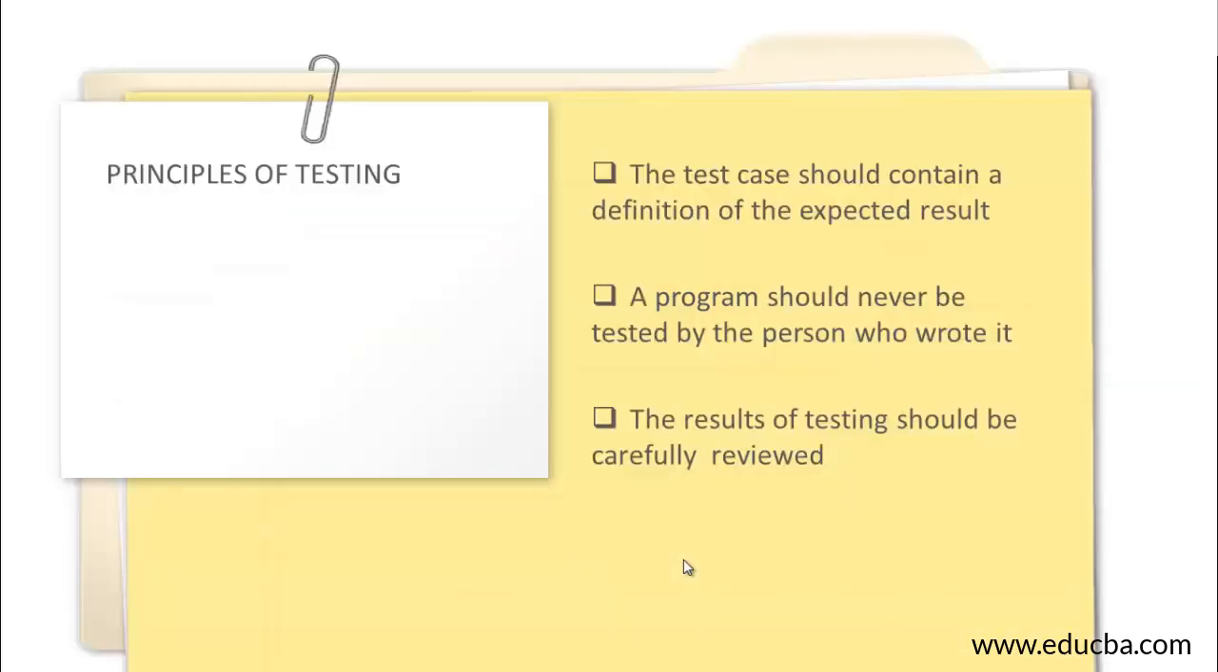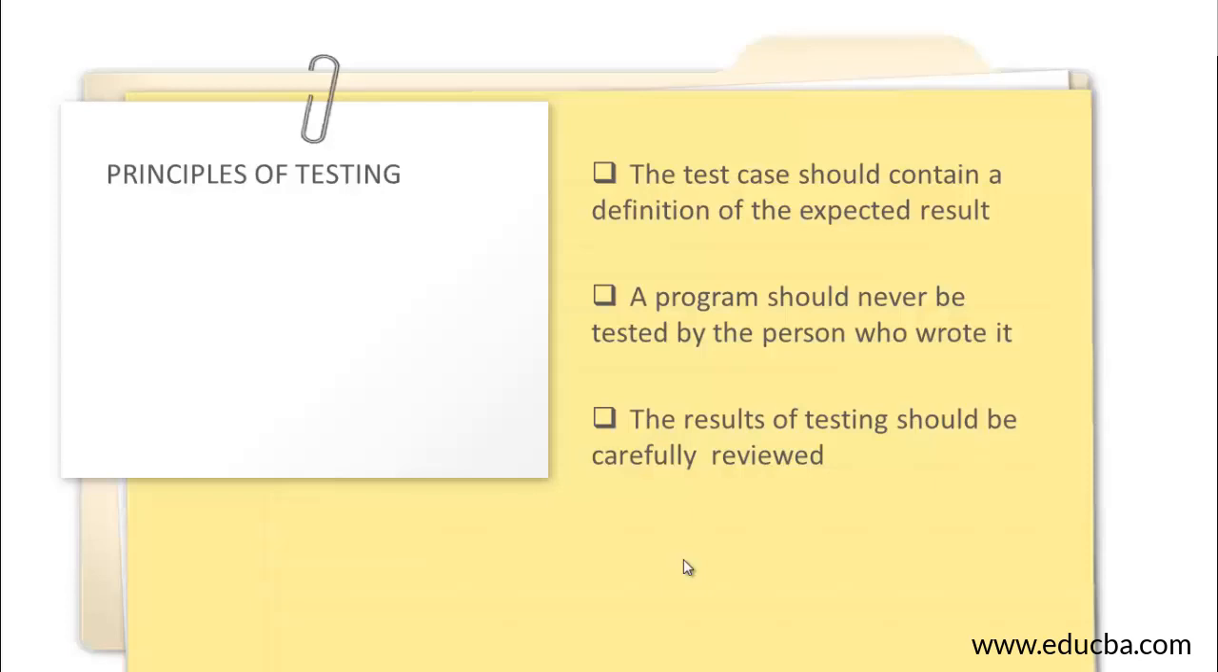We now move to the next topic, principles of testing. The first principle is that the test case should clearly have two components: the inputs to the program and the expected outputs from the program.